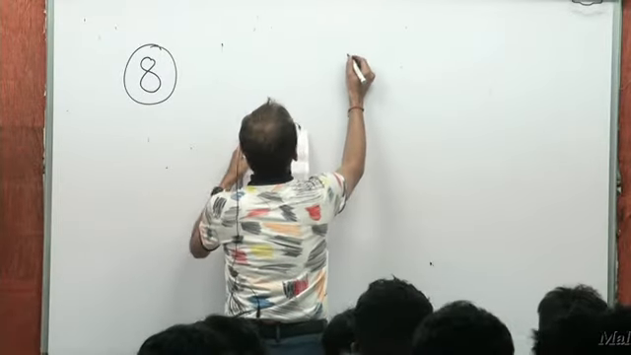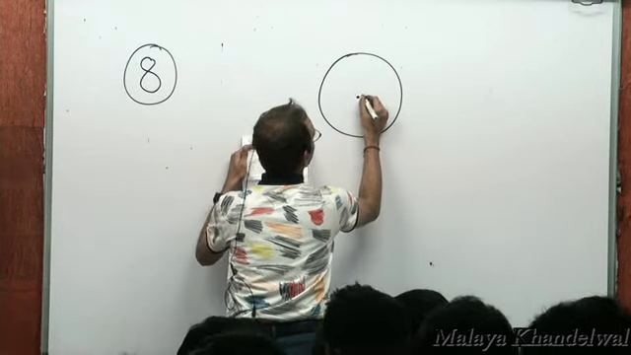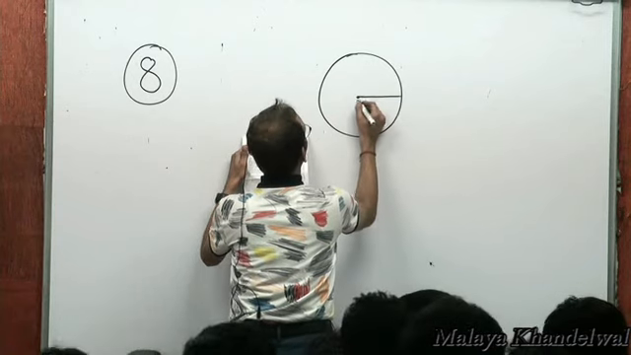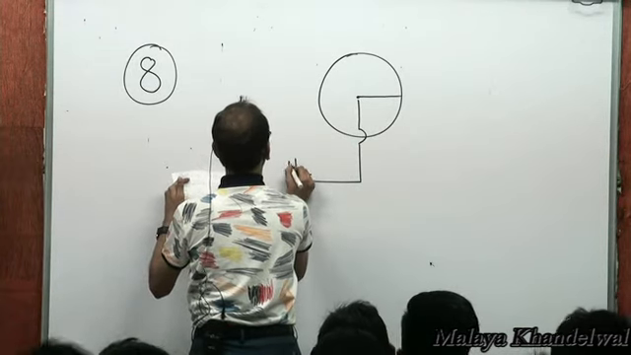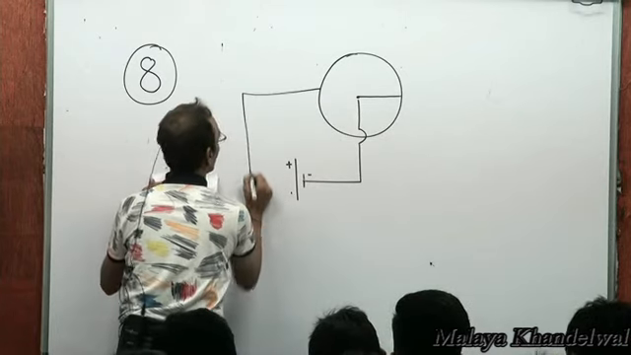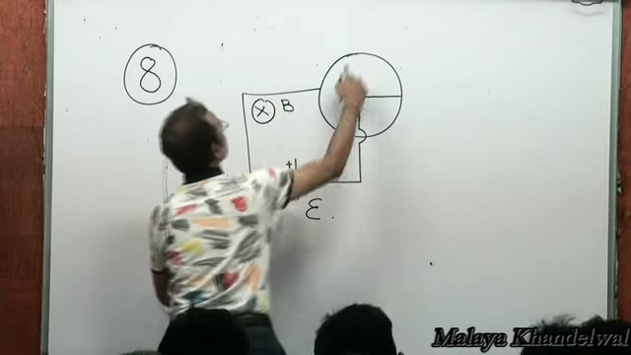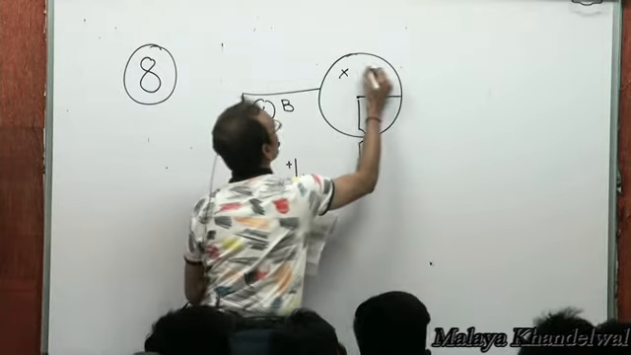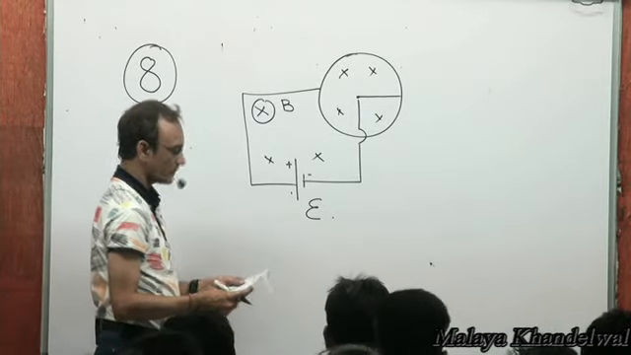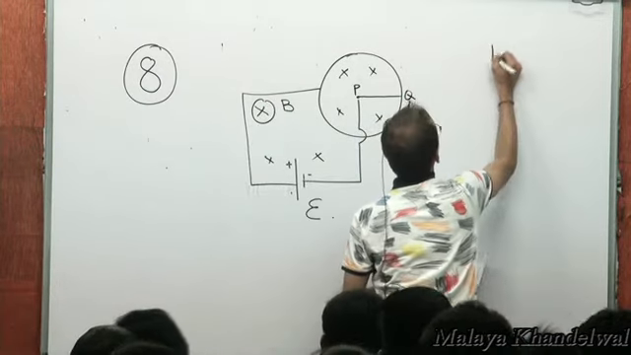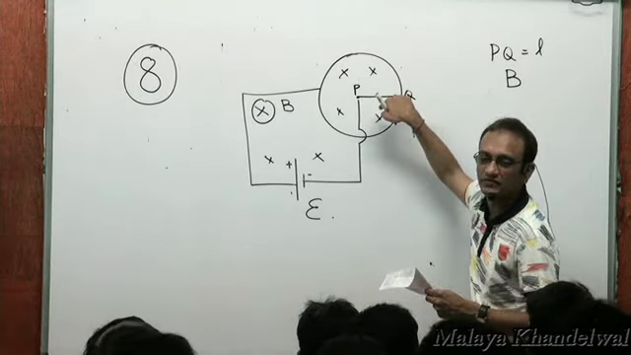So then we have an arrangement of the following kind. This entire region has magnetic field B. Say this is PQ, PQ is L, and the magnetic field is going, I'm not doing AB because B is magnetic field, so let me just call it PQ.